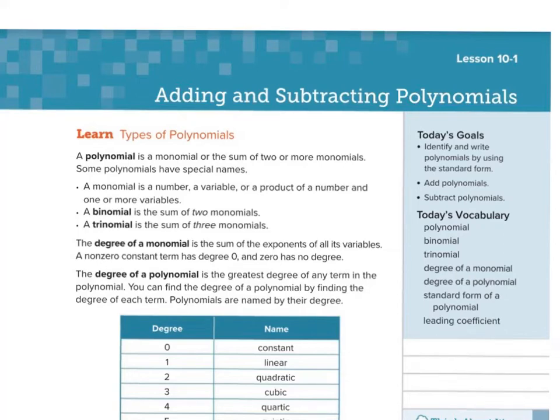Okay, so 10.1, we're going to do another short section, do a quiz, not a full test, okay? Don't get freaked out by this word here. So polynomials, all it means is an expression that has more than one part.